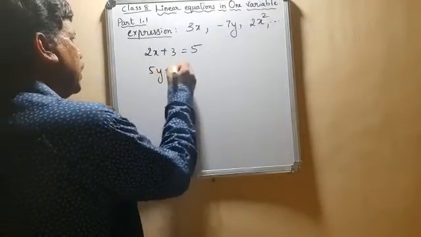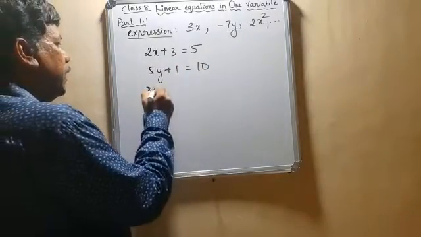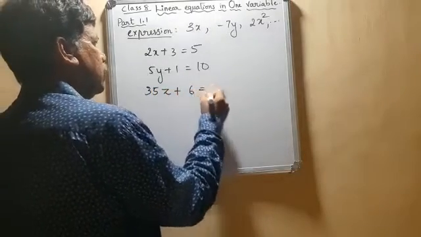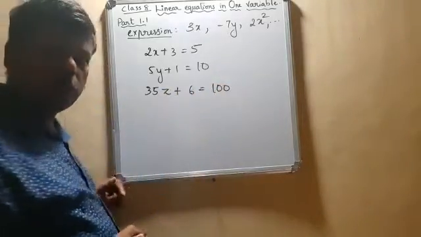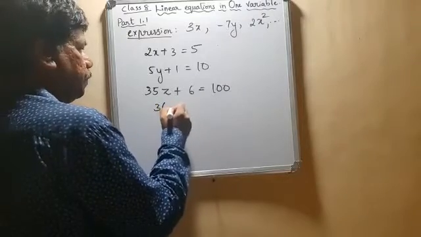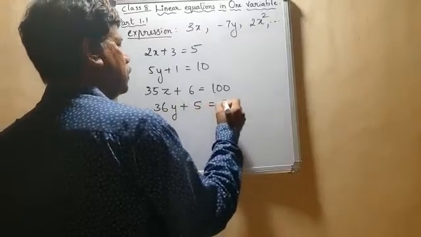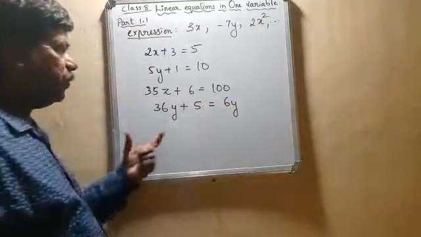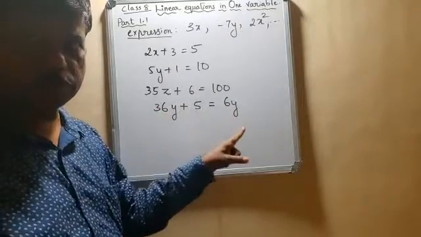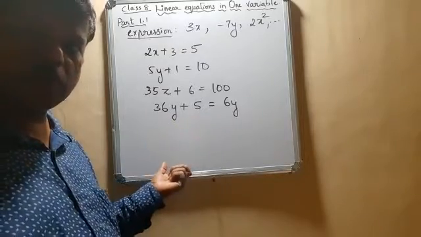5y plus 1 is equal to 10. This is a linear equation in one variable. 35z plus 6 is equal to 100. This is also a linear equation. 36y plus 5 is equal to 6y. Now, if it is given in this way also, it is a linear equation. See that the variable is only one. y is the variable both ways, and its power is also 1.